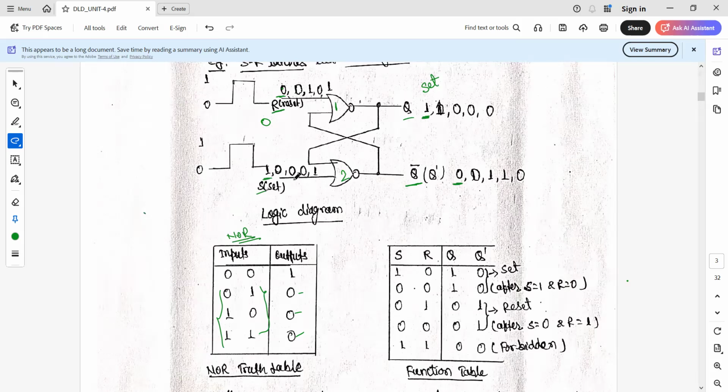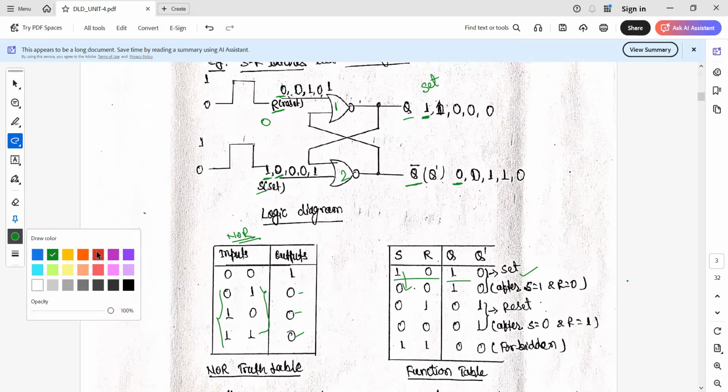Now, if you see in this case, when we have S is 1, R is 0, Q is 1, Q bar is 0, this is called the set state. Now, if you change S to 0, so in the next condition we are taking S is 0, R is already 0, so that remains in the 0 condition. Now both inputs are 0.